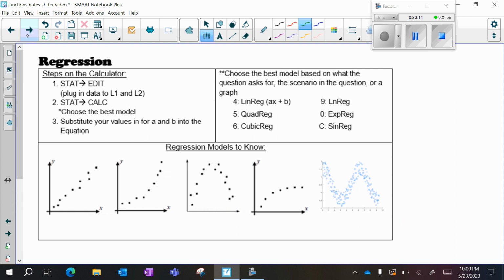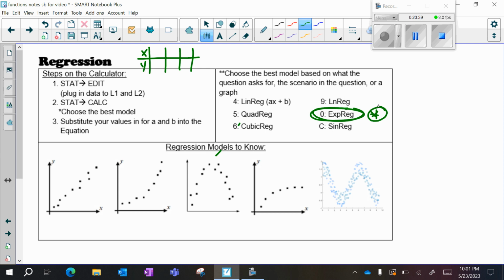Regression. Regression is when I give you a table, x, y, and there's some numbers in each of them. You're going to type it into your calculator, stat edit, all the information, stat calc. You have to go to the right to get that. And you're going to choose the model based on the question. They'll say exponential regression or linear regression. Exponential is the big one that comes up most often.